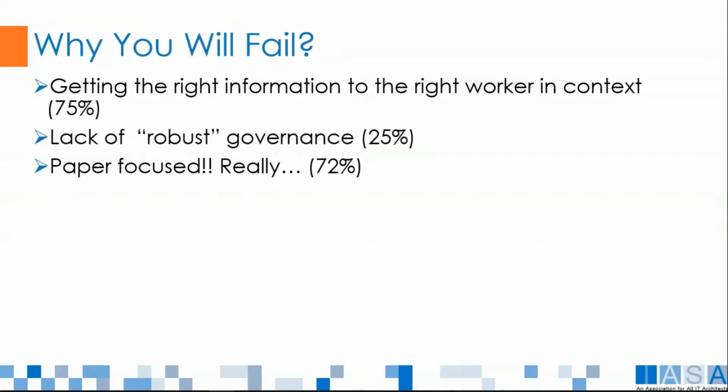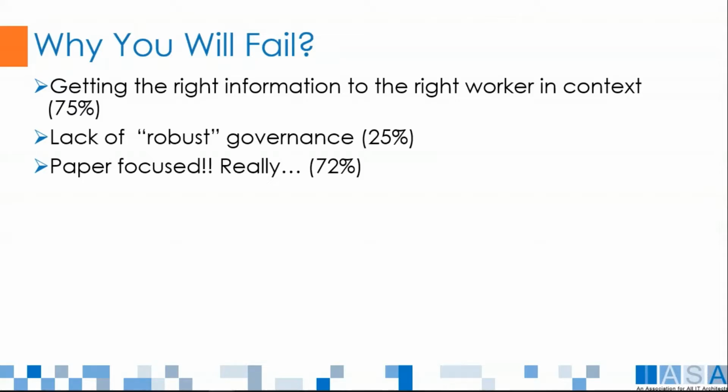So why will you fail? So first of all, you will fail. 75% of companies fail. Maybe you, not specifically you, but in general, people aren't doing too well. We're finding that when a digital venture starts, 75% don't get it right. And the top 3 reasons that I found were they're not getting the right information to the right worker in context. There's a lack of robust governance. And the one that really shocked me was the third one, being paper focused. What that's telling me is that you're really locked into some old processes and ways of doing things that you need to get over.